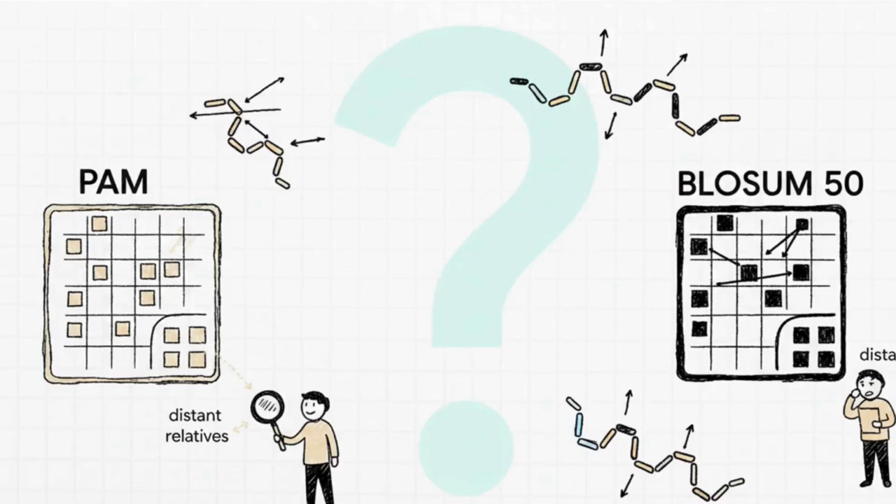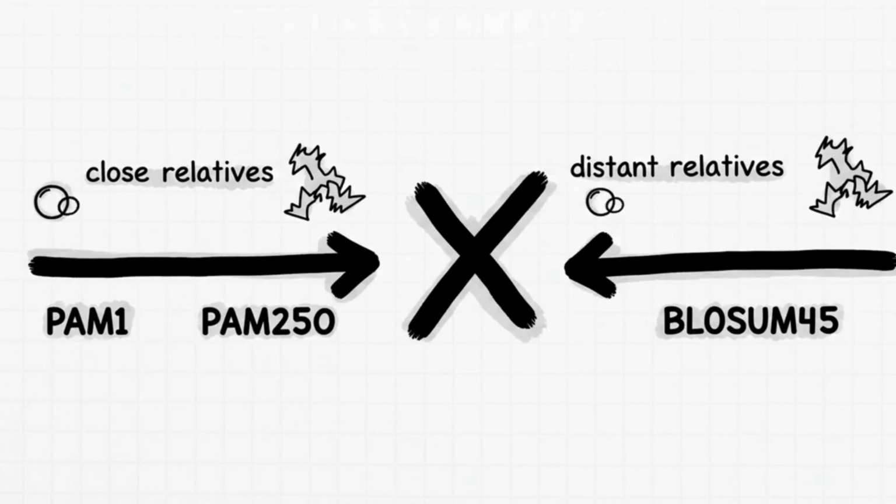Okay, this brings us to the single most confusing thing about these two systems. It seems totally logical, right? The numbering should work the same way. If you want to find distant relatives, you just pick a high BLOSUM number, just like you would with PAM. Makes sense, doesn't it? Well, nope, and this is the one thing you have to remember. The logic behind BLOSUM numbering is completely backwards compared to PAM.